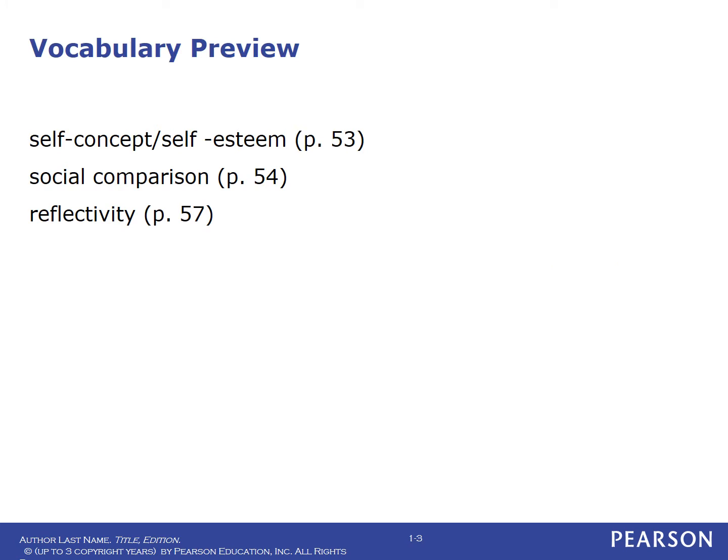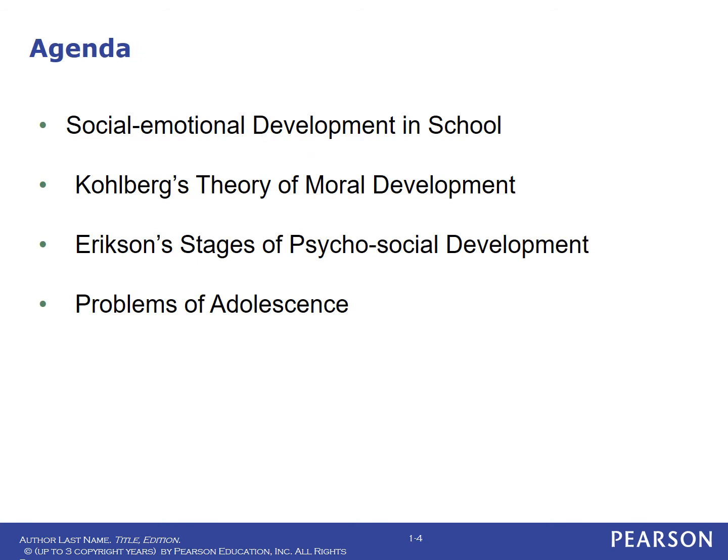Here's our vocabulary preview. You can take a look at the words you are responsible to know and the pages that they're on. Today we're going to be talking about social emotional development throughout the school years. We're going to be talking about two important theorists, Kohlberg, who put forth the theory of moral development, Erikson, who put forth a theory of psychosocial development, and some problems of adolescence.